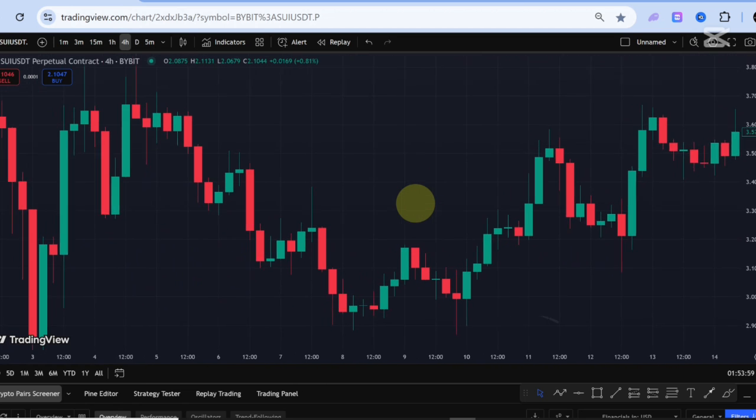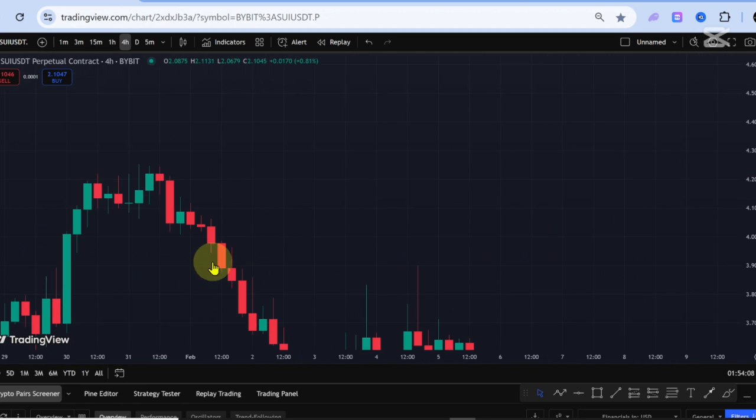Now let's see if there is another one. Again, see, this particular one shows that buyers tried to push the price upward, but sellers came in and price went down. So the candlestick color does not matter.